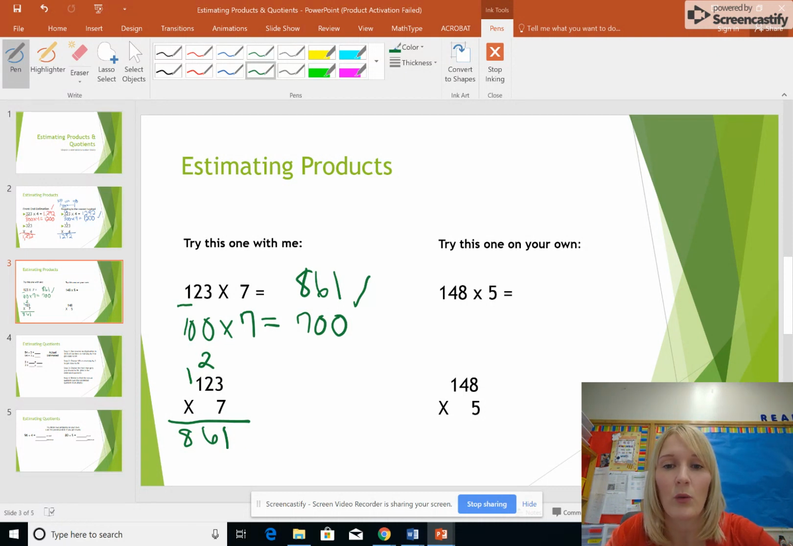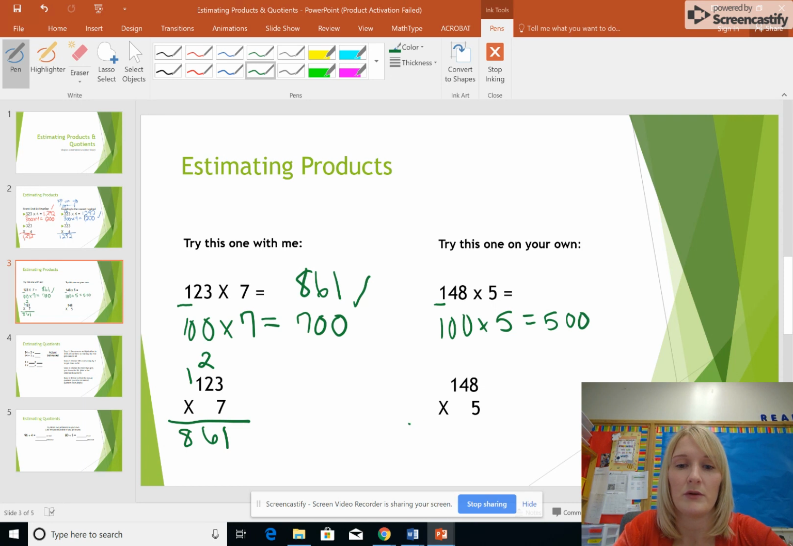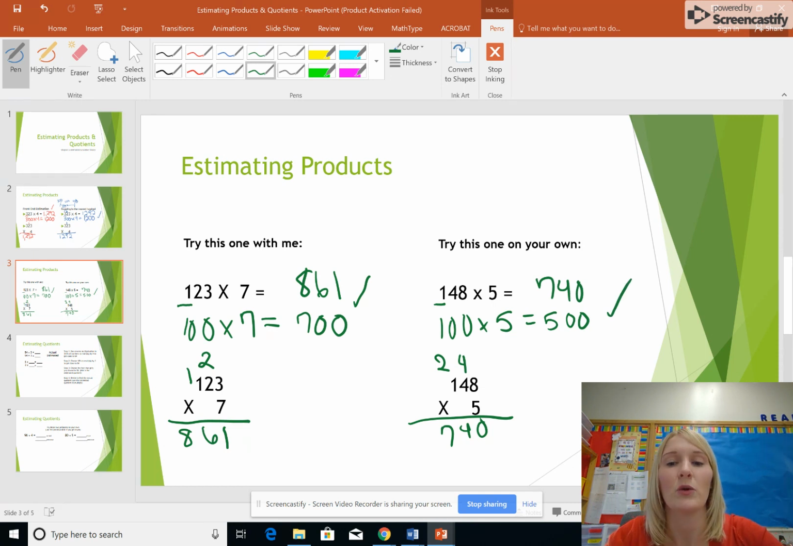Now I'm going to pause. I want you to pause the video and try this next one on your own. After you're done solving it, check your work with mine. 148 times 5. This is going to be 100 times 5. 500 times 5 is 40. 5 times 4 is 20, plus 4 is 24. 5 times 1 is 5, plus 2 more, 7. So 740, within a couple hundred of each other. Okay, so double check your work with mine.